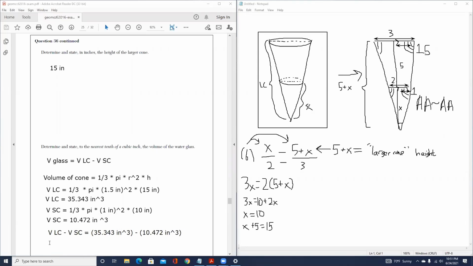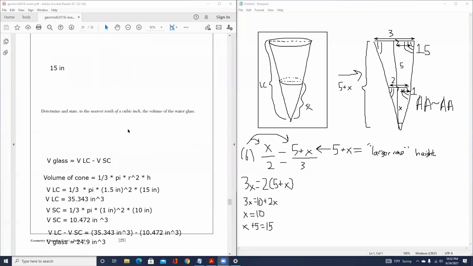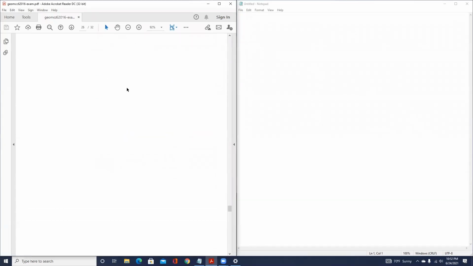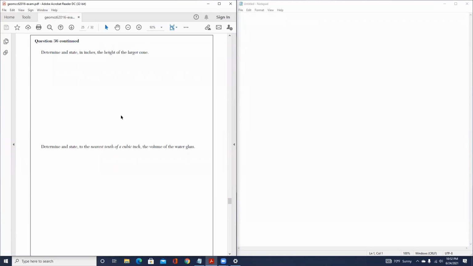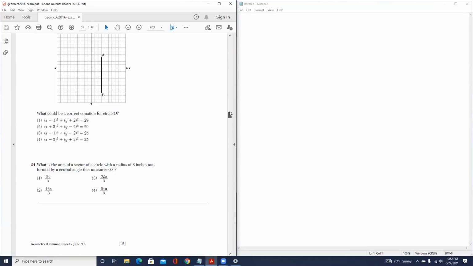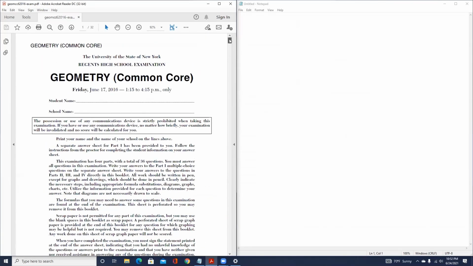So therefore, the volume of the glass equals 24.9 inches cubed when you plug it into your calculator and round it to the proper length, which is the nearest tenth of a cubic inch. And with that, that concludes the solution of the June 2016 Common Core Regents exam. Those are all 36 questions, and I hope this guide helps you greatly.